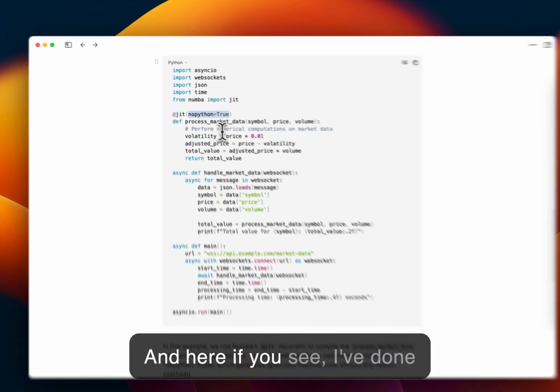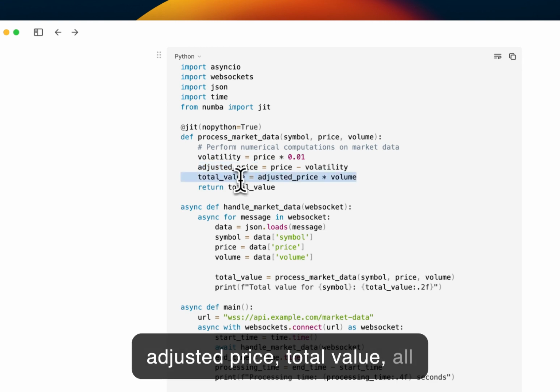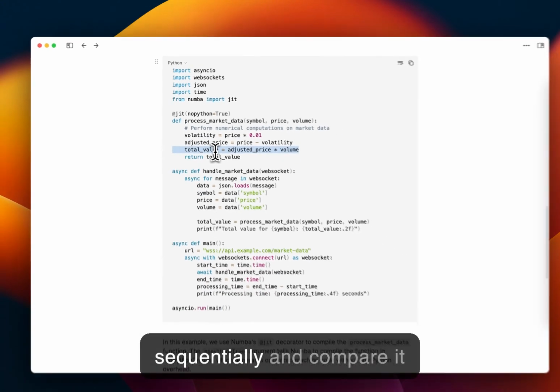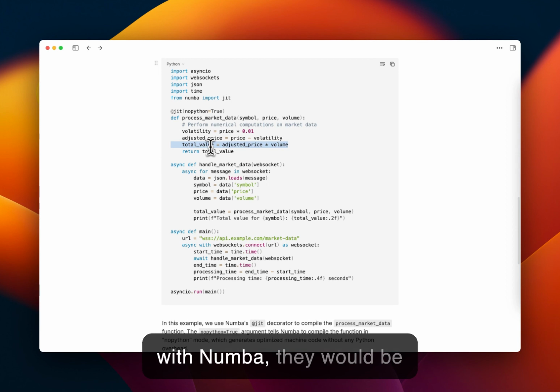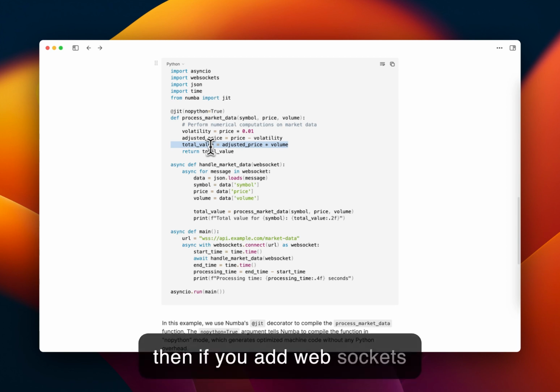And here if you see, I've done simple calculations like adjusted price, total value. All of these operations, if you do sequentially and compare with Numba, would be orders of magnitude faster just by running with Numba. And then if you add WebSockets and Async IO, your code will be much faster.